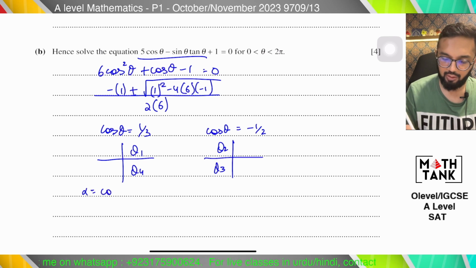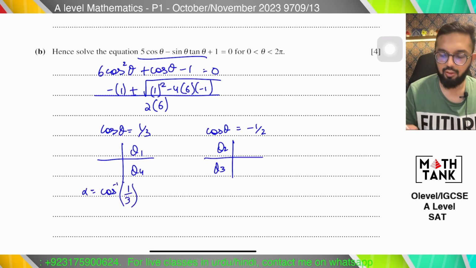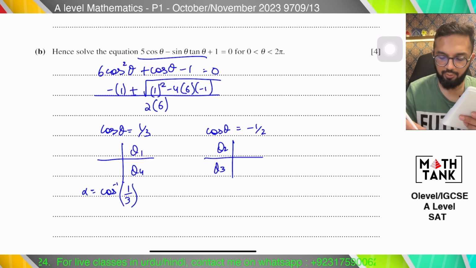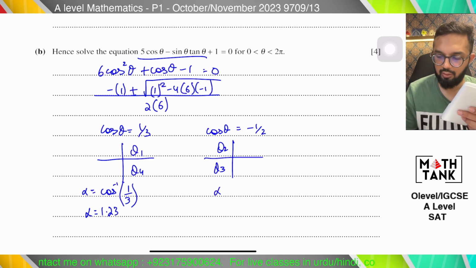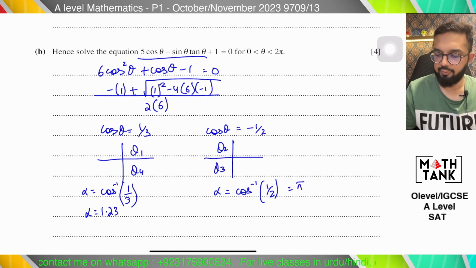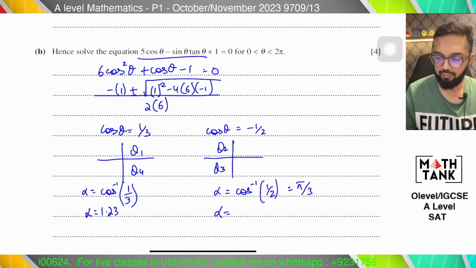So alpha equals cos inverse of 1/3, in radians. That's 1.23. Cos inverse of half is pi/3. So alpha equals pi/3.